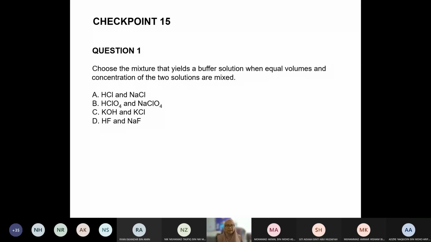Boleh jawab mana-mana, tak kisah. This is based on what you have understood from our previous slides. Nanti baru kita tengok jawapan. Tak apa, bagi je jawapan awak based on what you have understood. Okay, alright, cepat.